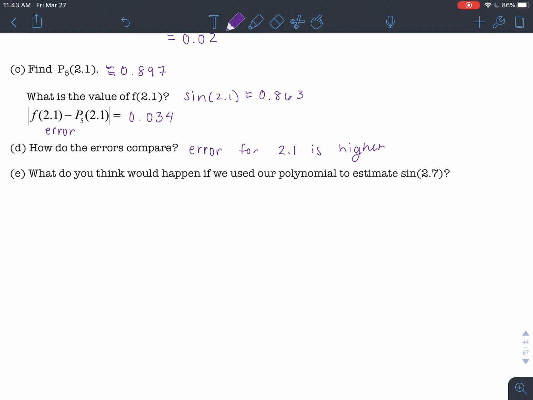Right, and remember that these are approximations centered around a specific value. So as we get further and further away from our center, our error value is going to go up and up, right? So we're going to get a larger error here if we use our approximation for 2.7, since 2.7 is further away.